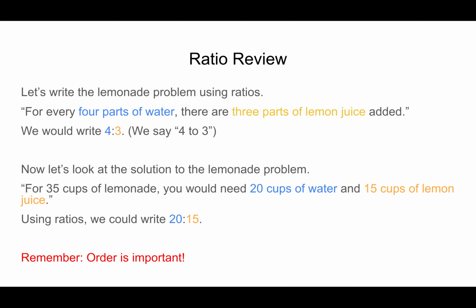Remember that order is important. If you wrote the 15 first, that would look like the 15 is the water, and then the 20 is the cups of lemon juice. So the way that it is written in the problem is the way that you would write it as the ratio.